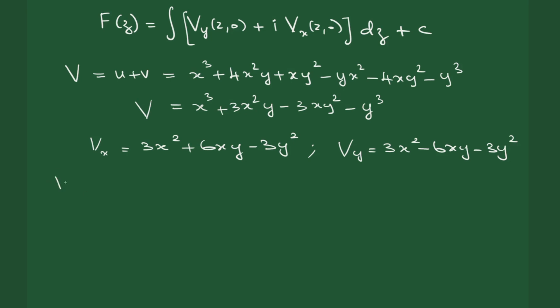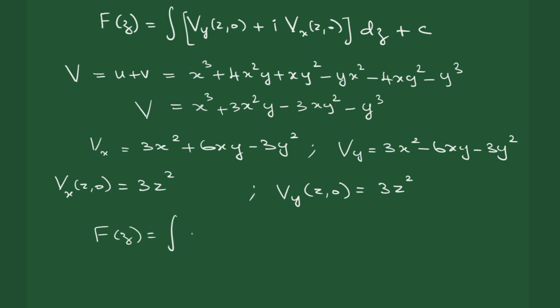Now we want these at the point (z comma 0). At the point (z comma 0), Vx is 3z square, since these two terms become 0. Similarly, Vy of (z comma 0) is equal to 3z square, the remaining terms being 0. Now we can put it in the formula. Capital F of z is equal to the integral; first we substitute Vy, which is 3z square, plus i into Vx, which is again 3z square, dz plus c.